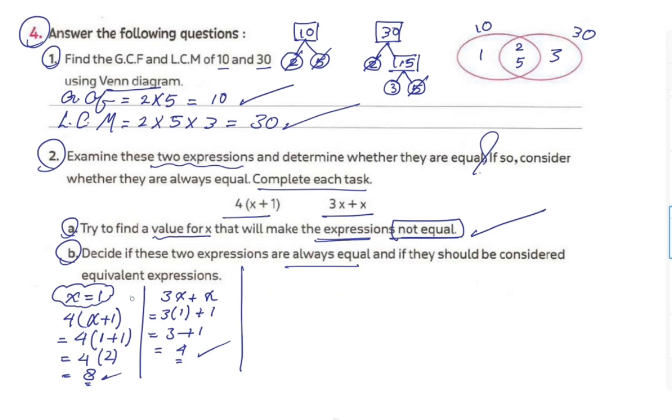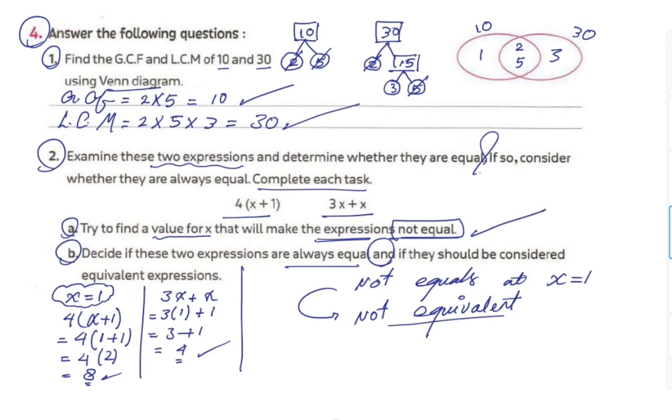Here when x equals 1, we have 8 and 4. These expressions are not equal to each other. So if they should be considered equivalent expressions, of course they are not, because they are not equal at x equals 1. So they are not equivalent to each other, of course.